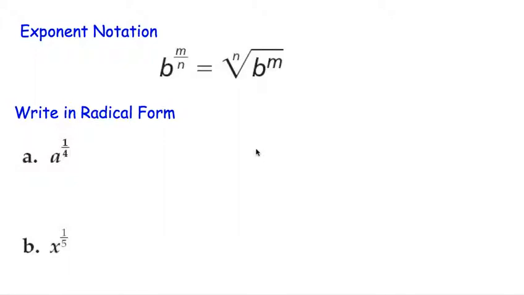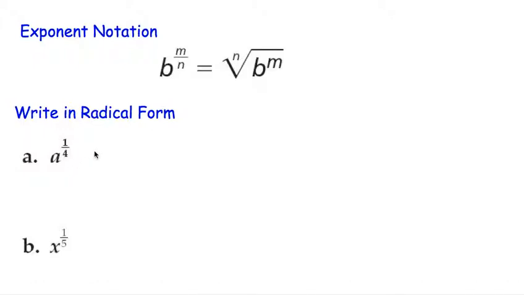The first thing that we're going to talk about is called exponent notation. And this deals with radicals. You can see in this example, b to the m over n is the same thing as the nth root of b to the m. So the number on top goes inside the square root. The number on the bottom is your root number. So the first few problems, all we're going to do is translate these.